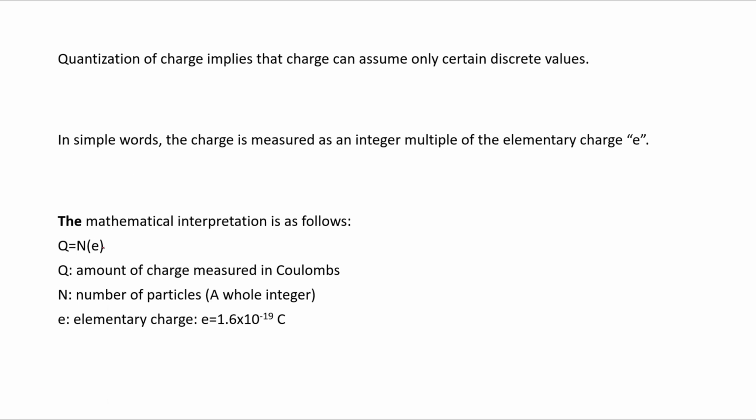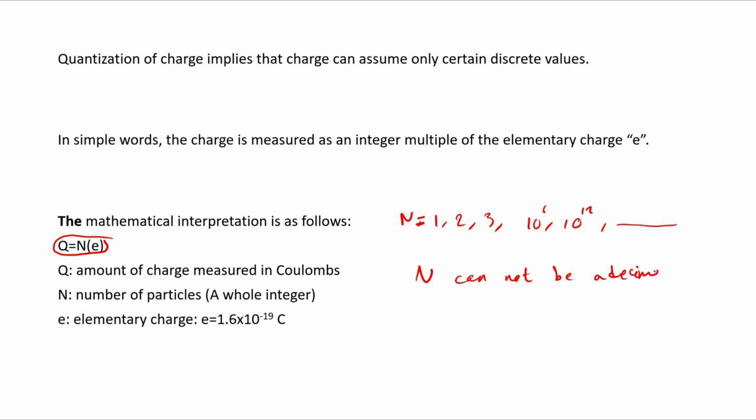when we use Q equals ne, n can be 1, 2, 3, 1 million, 1 trillion, and so on. n cannot be a decimal or a fraction that does not result in a whole number. So it is a positive whole number.